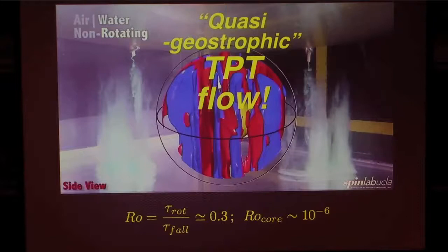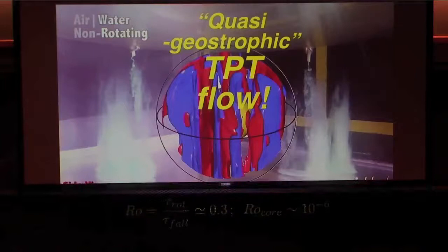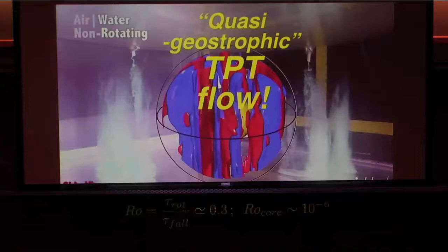If you're in a rotating system, then velocity scales roughly as the buoyancy flux over 2 omega, to the 1/2. It's called a thermal wind balance. If you now estimate the velocities in the core, you can then back out the buoyancy flux. And that buoyancy flux depends on some delta rho over rho. The point we get is that when you invert for that delta rho, it's tiny.